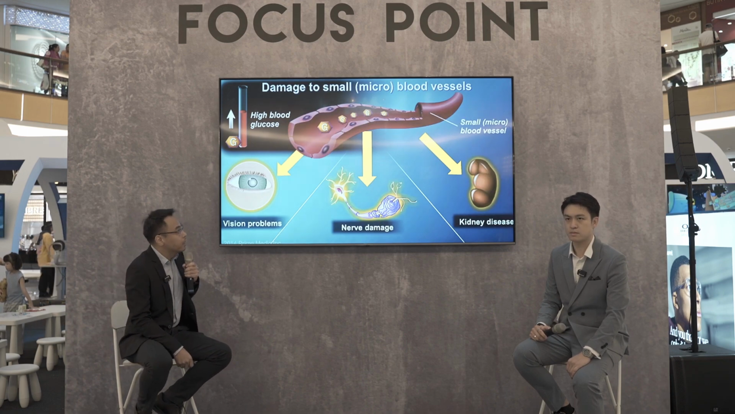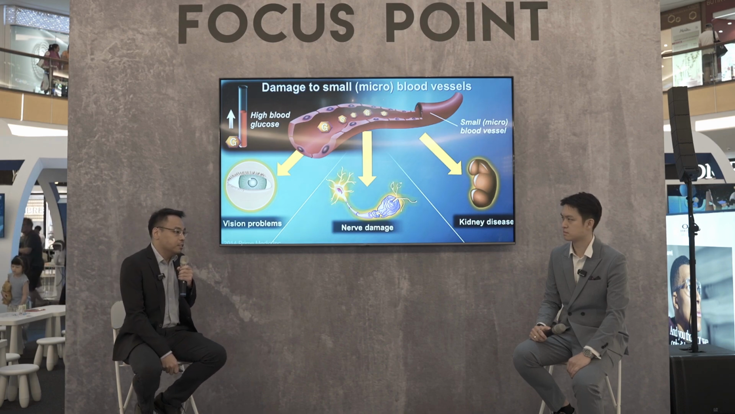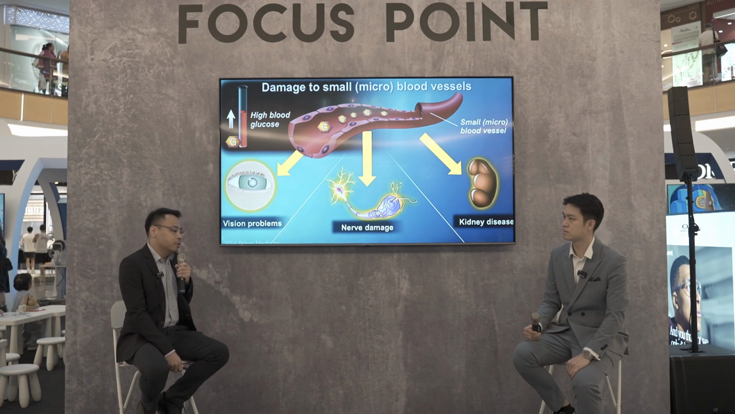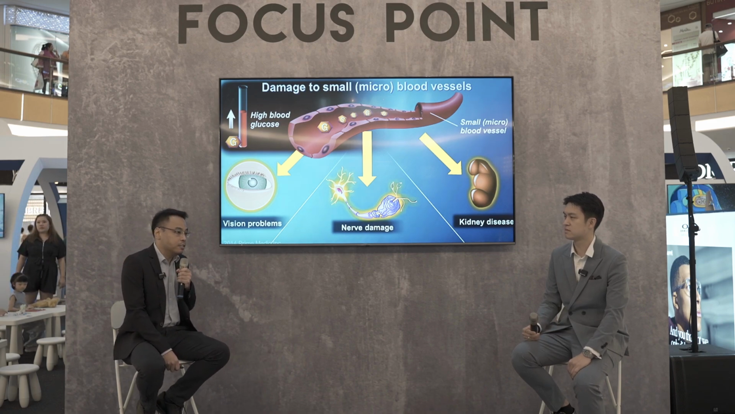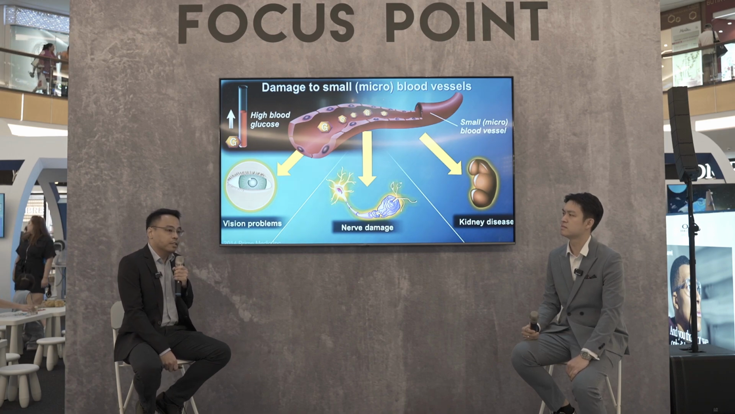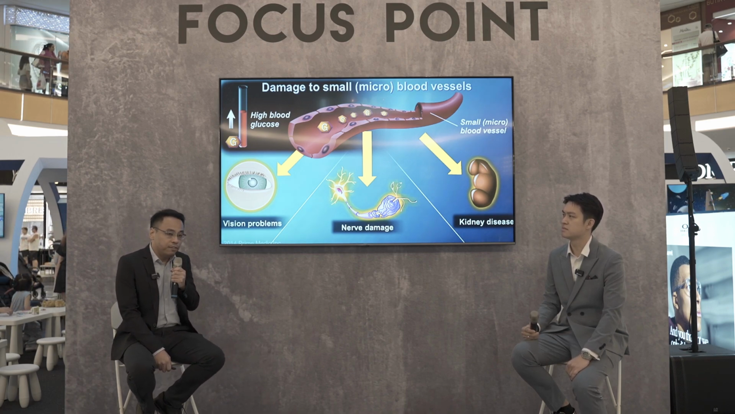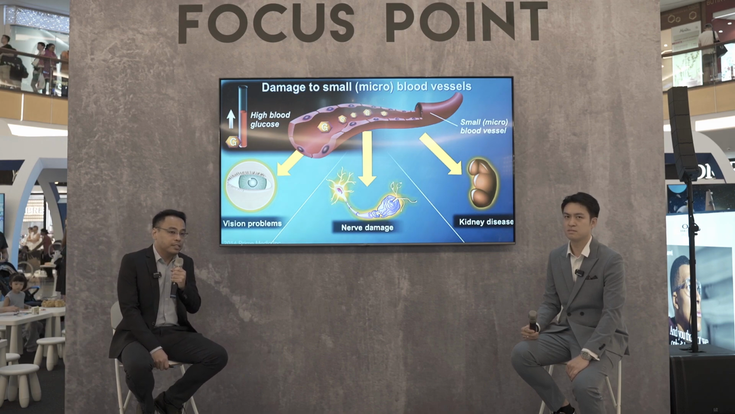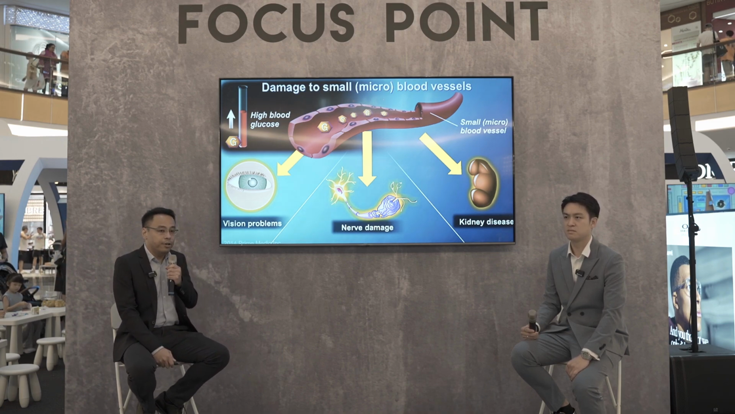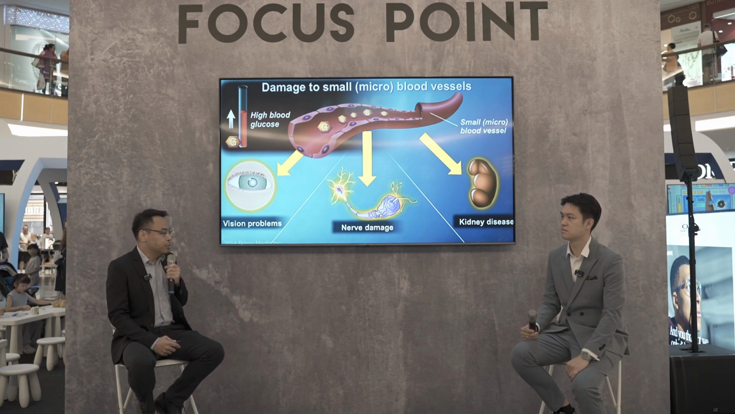Similarly, if there's damage of the small blood vessels in our eye, nerve, and kidney, it causes loss of function of these organs. If there's loss of function of the nerve, there will be loss of sensation. If there's loss of function of the kidney, for example kidney failure, the patient will eventually need dialysis. I will elaborate more on the loss of function of the eye later.